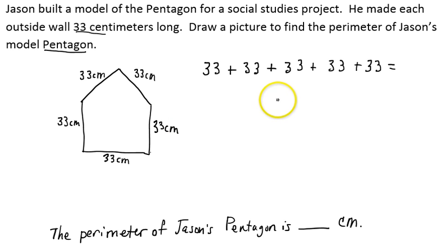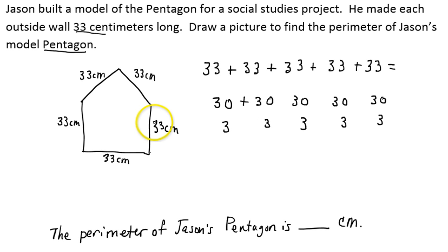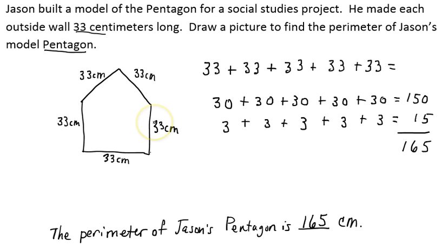To make this a little bit easier to add, I'm going to think of each 33 as being a 30 plus a 3. So I'm going to group them a little bit differently here. So I've broken each 33 down into a 30 and a 3. Well, I can add my 5 groups of 30 up at the top. So that'd be 30, 60, 90, 120, 150. And then I can add the 5 groups of 3, which would be 15. Combine those and I get a final answer of 165. So the perimeter of Jason's Pentagon is 165 centimeters.